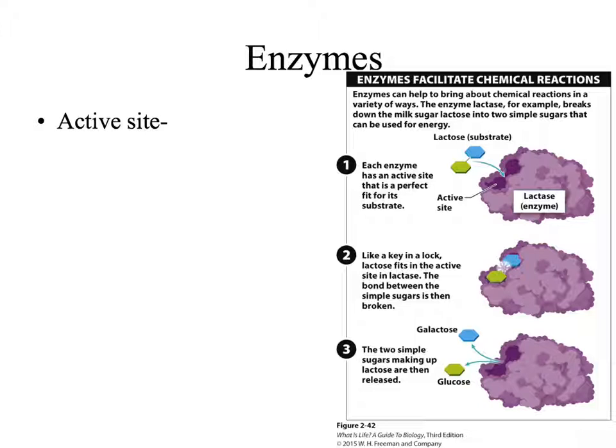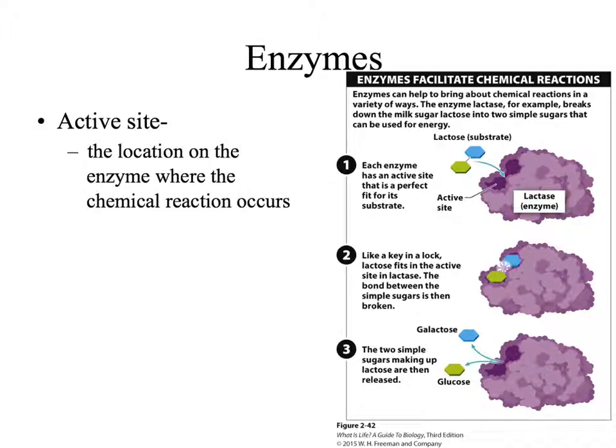The tertiary or quaternary structure gives this enzyme complex shape with many nooks and crannies. One of those nooks is called the active site. This is the location on the enzyme where the chemical reaction occurs. The active site is very specifically shaped, and it matches only one type of reactant or substrate that the enzyme will work on.